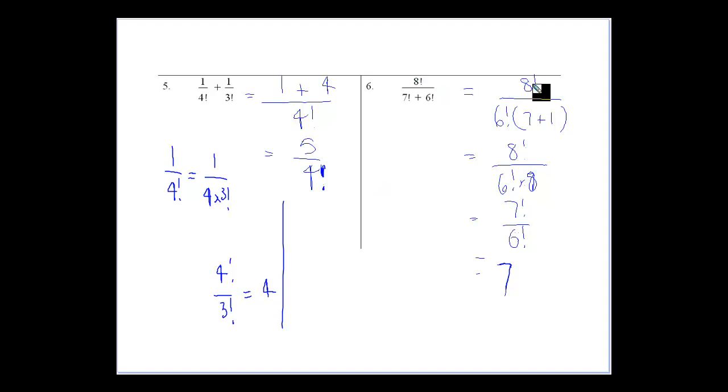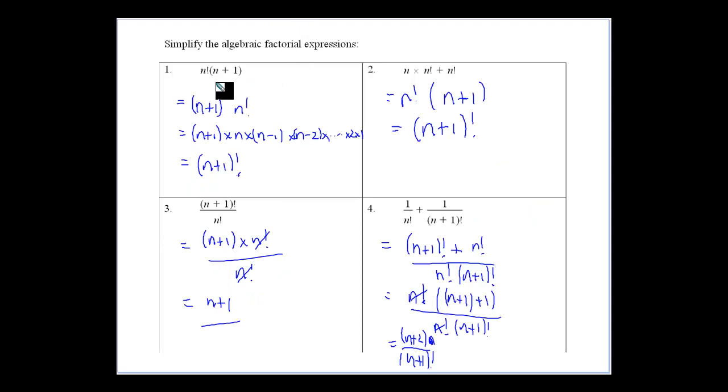And then 8 factorial over 7 plus 6 factorial. We'll get a common factor to simplify this. The denominator would be 6 factorial, leaves us a 7 there, leaves us a 1. The 6 factorial cancels there, because we can have an 8 there that cancels to give us a 7 factorial, and 7 factorial divided by 6 factorial will give us 7. So again, you can see the same idea, like simplifying algebraic factorial expressions.